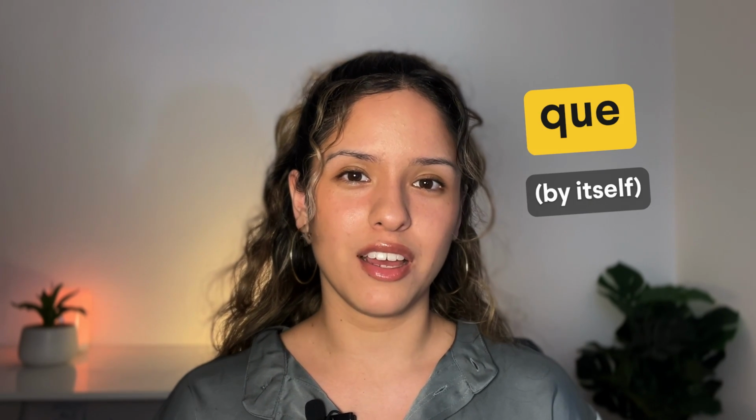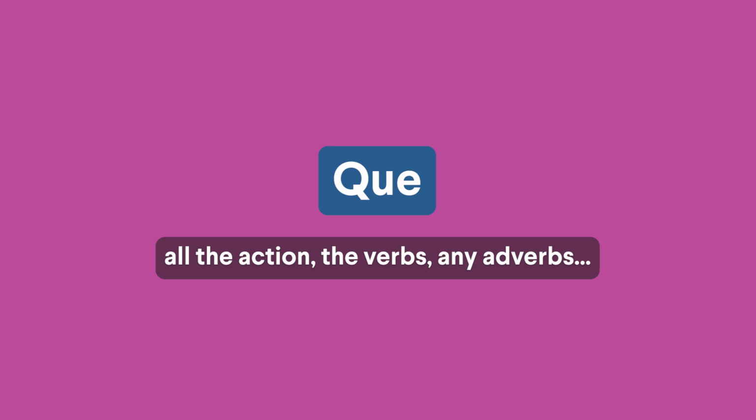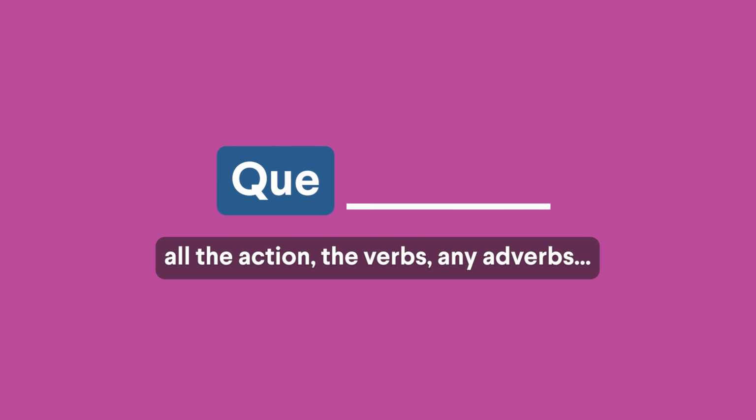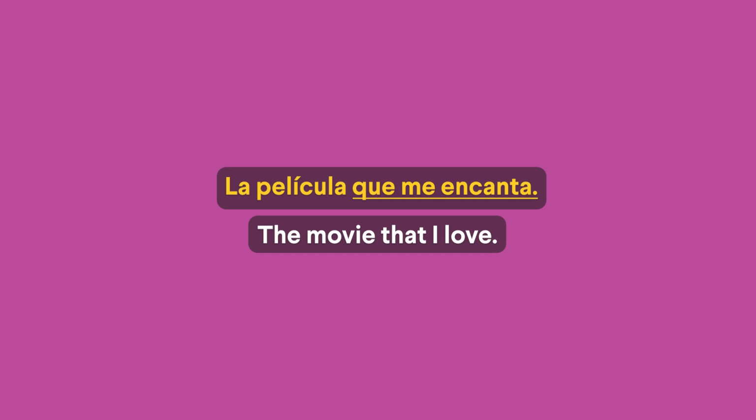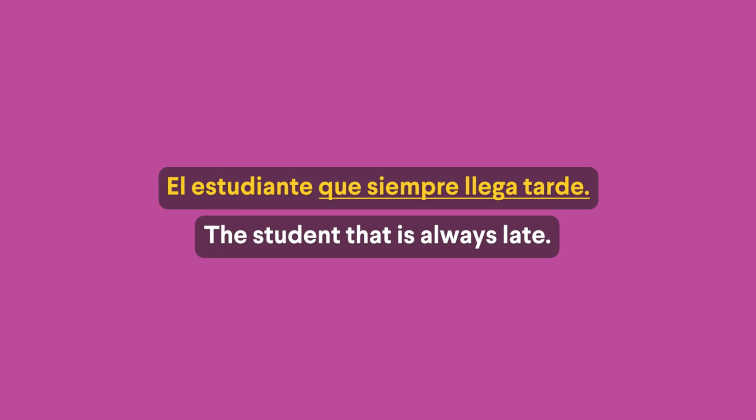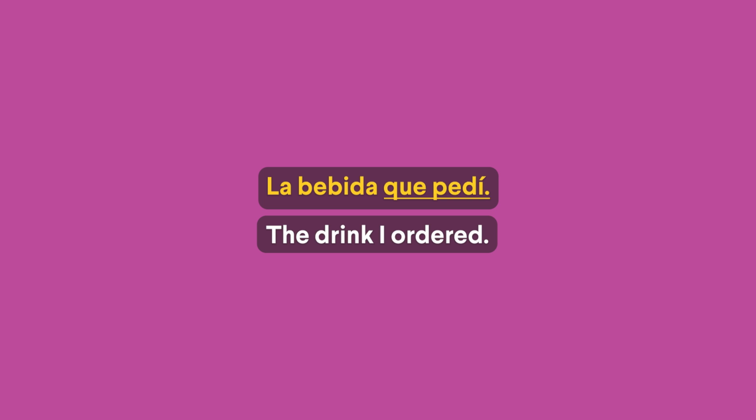And if you're asking how it functions differently than que just by itself, there are a couple different answers, but I think this is the simplest way to put it. With just que, all the action, the verbs, any adverbs, comes after the que. Like la película que me encanta, the movie that I love. El estudiante que siempre llega tarde, the student that's always late. Or la bebida que pedí, the drink I ordered. In all of those examples, all the detail comes after que.